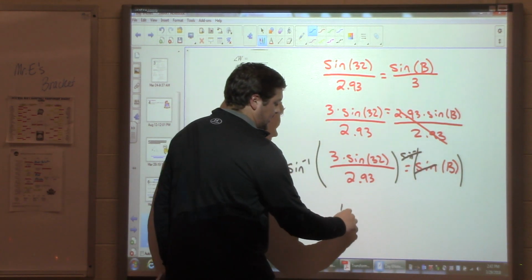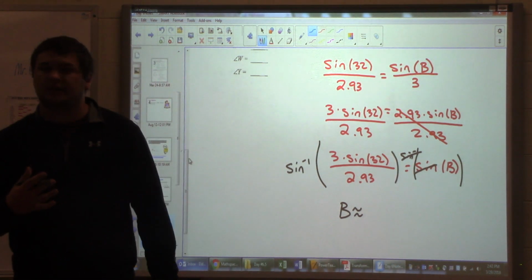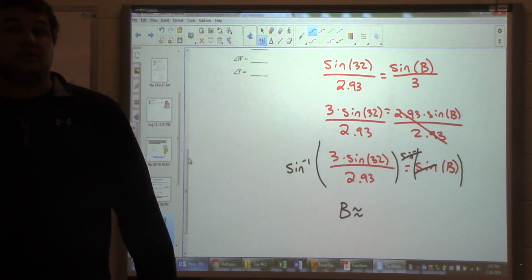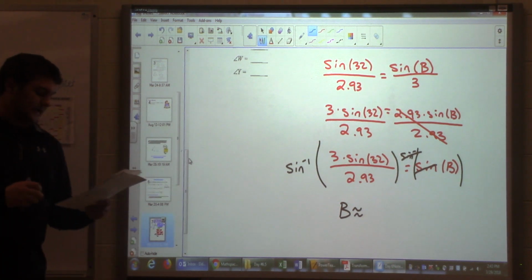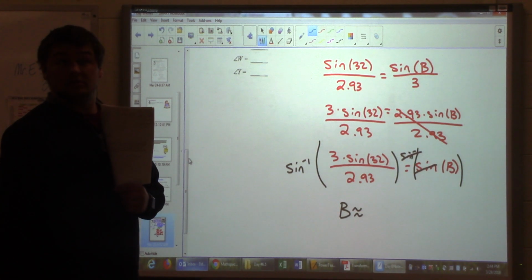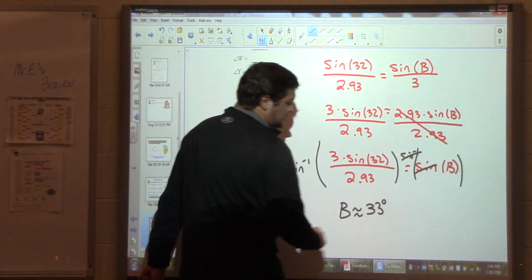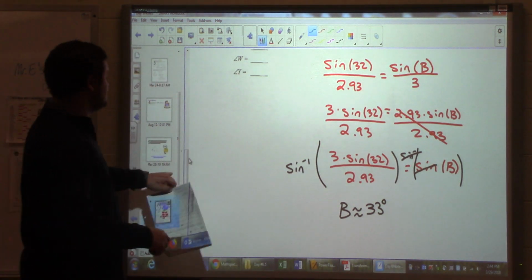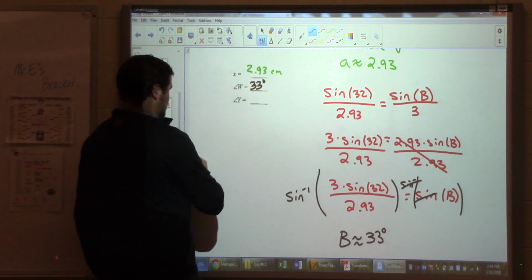So I'm left with B is approximately, now remember, what is B? Are we looking at a side length? It's degrees, it's an angle measure, so I want it to the nearest whole degree. So angle B should be 33 degrees. Now, looking at our original triangle, that would be angle W. So if I go up here, angle W is equal to 33 degrees.